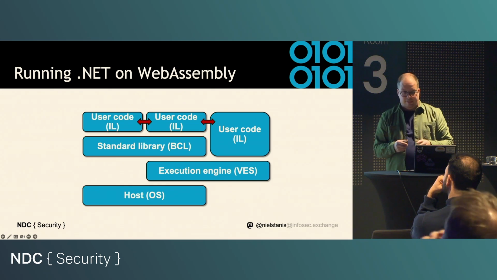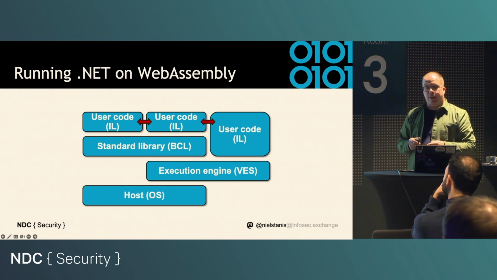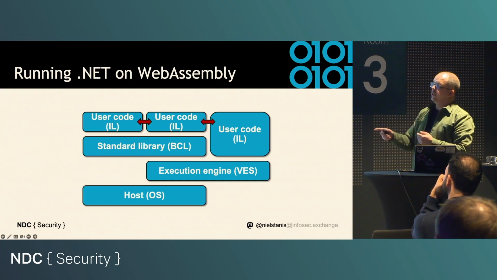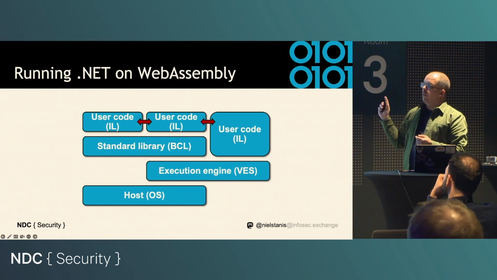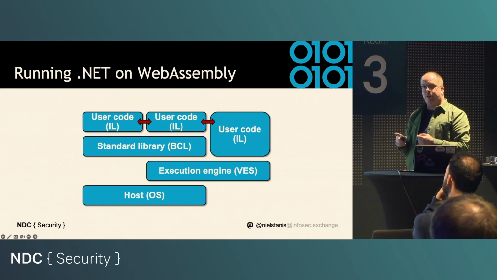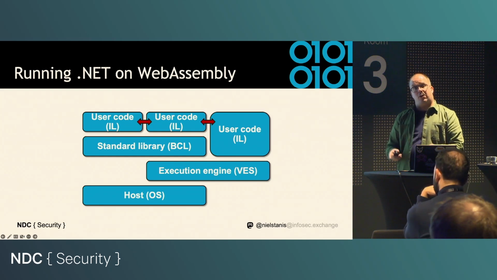He works on Spin, so look him up. But he did a talk on .NET and WebAssembly as well. And he created this picture where you see that a .NET application consists of user code, which is IL. We have a base class library that we use. We have an execution engine, which they call WAS, which will be the CLR that starts it all out, right?